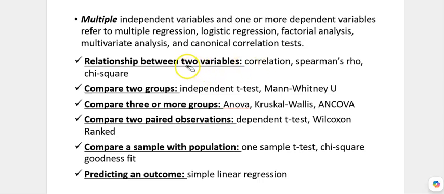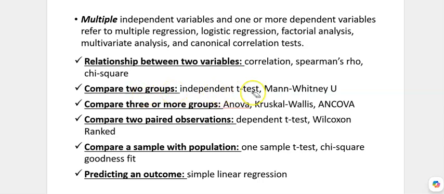And if they are not continuous variables, if they are categorical variables, like nominal or ordinal variables, you can opt for the chi-square. So anyway, correlation or chi-square, either one or the other, is meant to find a relationship between two variables.